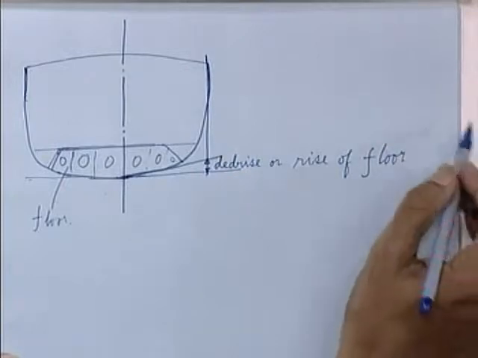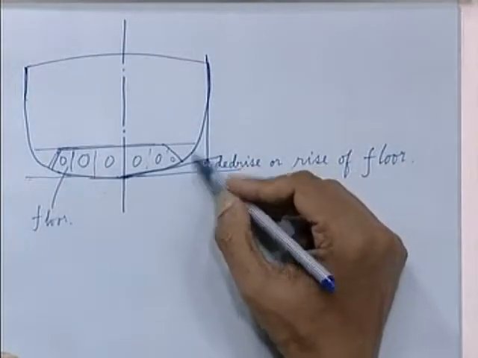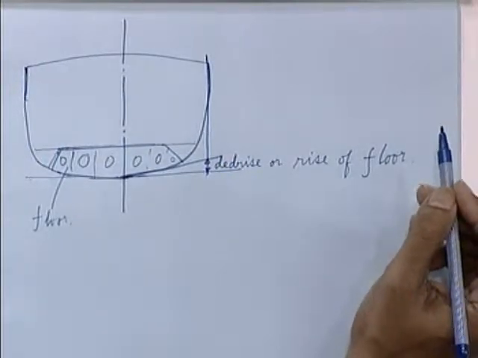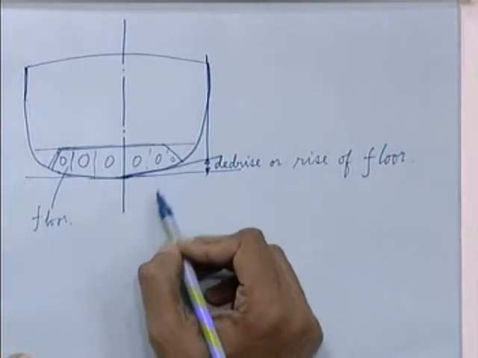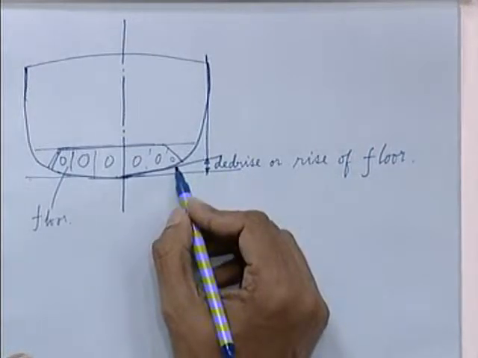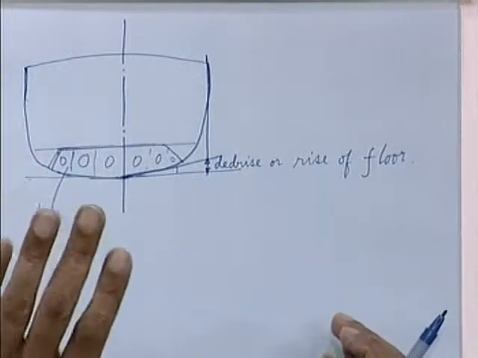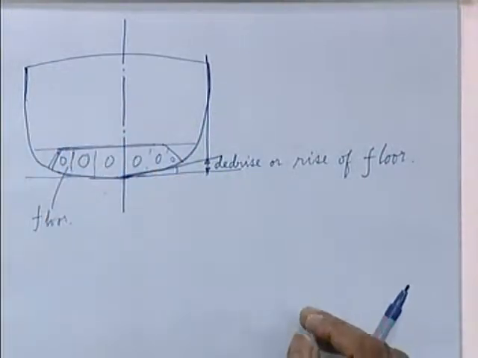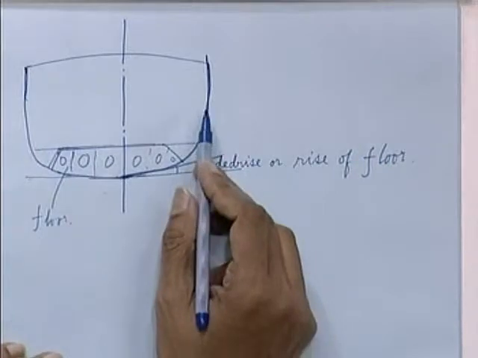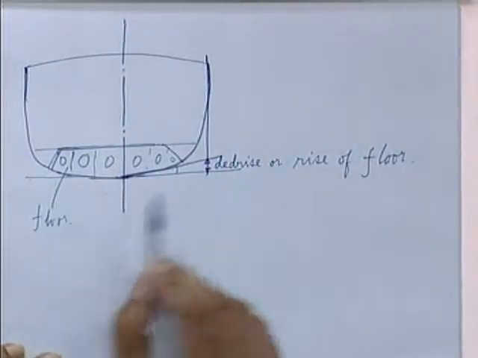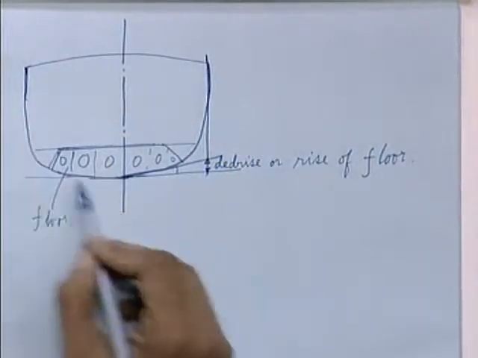Now, when the lines drawing is made, this rise of floor is taken into account for docking the vessel. So, your keel blocks will come here. This angle of dead rise should take into account the ease of docking the vessel. The vessel should come and dock evenly on the keel. Normally in tankers and cargo ships, having a fuller form, they do not have any dead rise. It is full flat.